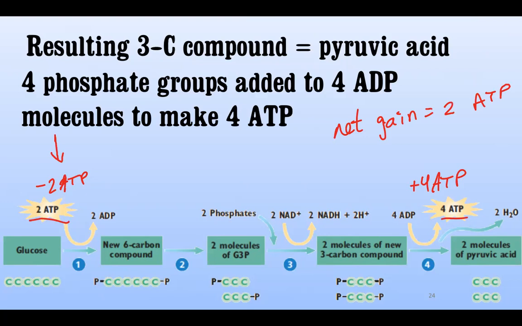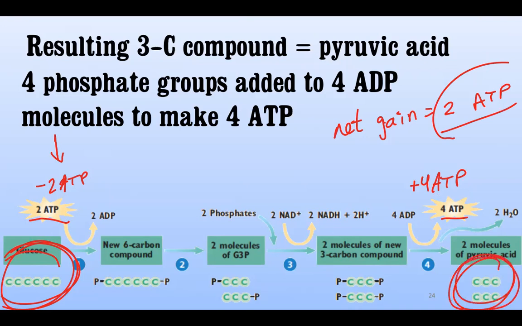But we also have 2 molecules of pyruvic acid. So of all of the energy in the glucose, for the moment, we've only released 2 ATP. The rest of the energy, and I'm pretty sure there's going to be a question about this somewhere, the rest of the energy from glucose is still contained inside these 2 molecules of pyruvic acid. Okay, now at this point, what happens next is going to depend on whether or not oxygen is present.